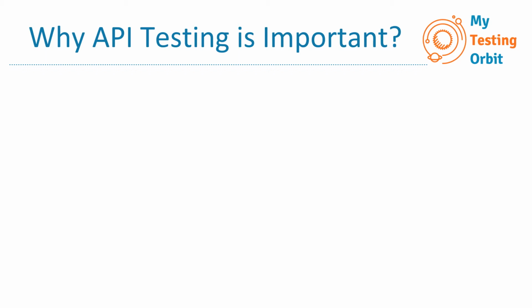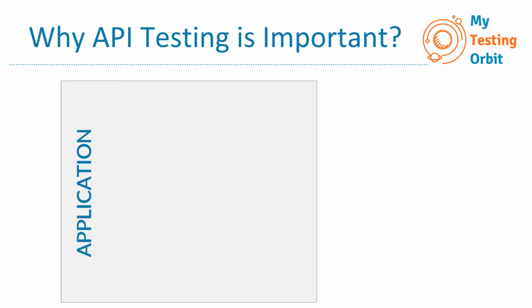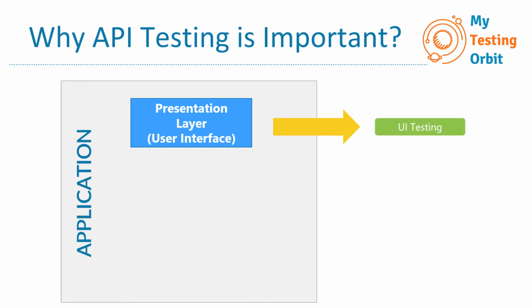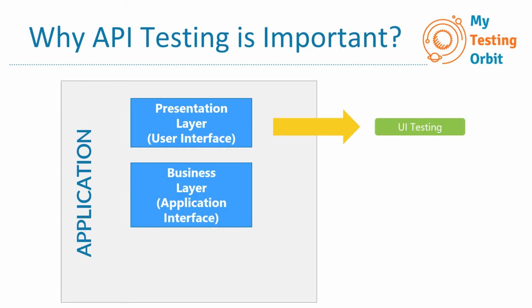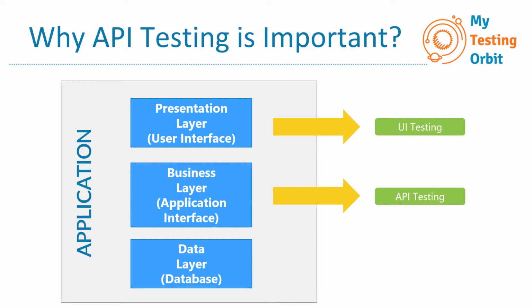Moving on to why API testing is important. If we consider an application, it often has three layers: a presentation layer where UI testing takes place, then a business layer where API testing takes place, and the third one is a data layer. The business layer contains the business logic of an application. Whenever we build any web or mobile application, the main foundation is some business logic. Business logic is like rules, for example, how users will interact with the data or services of the application.